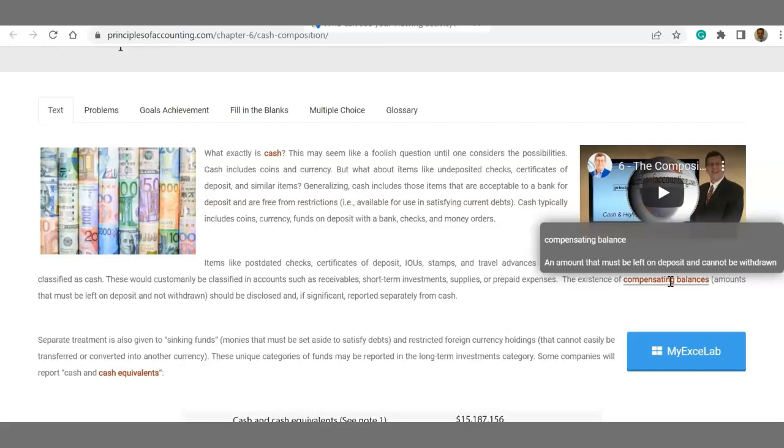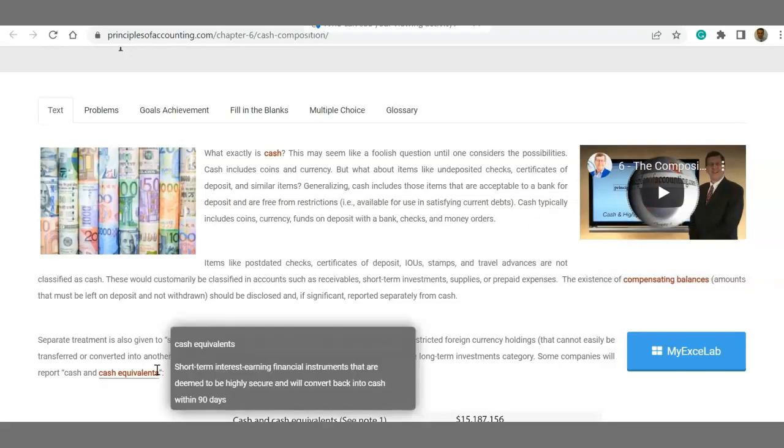Compensating balances, it says an amount that must be left on deposit and cannot be withdrawn. I have something like that. I have a checking in Federal Credit Union and saving. So both of them need to have at least $5, so-called compensating balances, at any time.